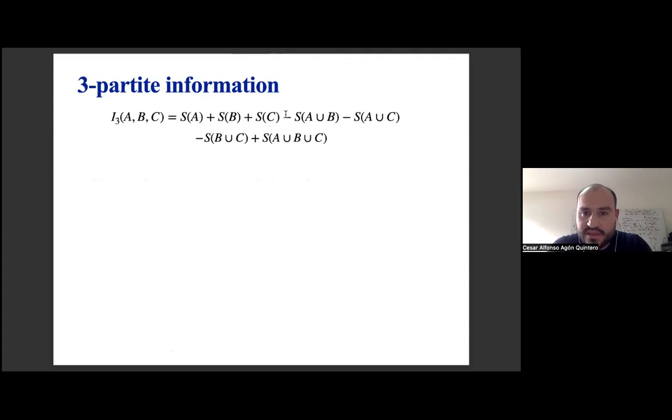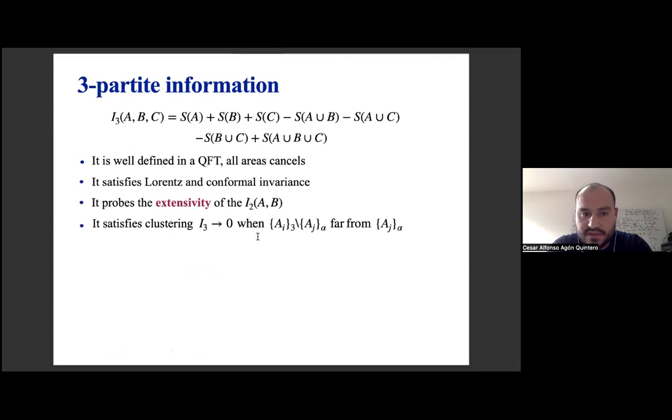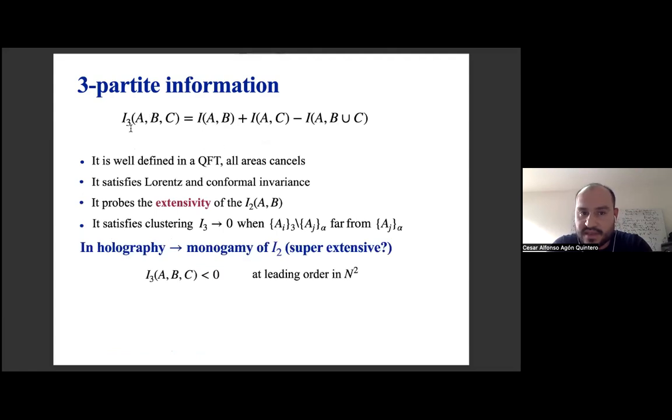The other quantity that is also interesting, of course, is the tripartite information. The formula is, as I said before, just applying the general formula, you get this, and it satisfies all the properties that I have mentioned. In particular, it captures the extensivity of the mutual information. So let me write it explicitly. This is the recursive relation: the tripartite information can be written in terms of two-partite informations.